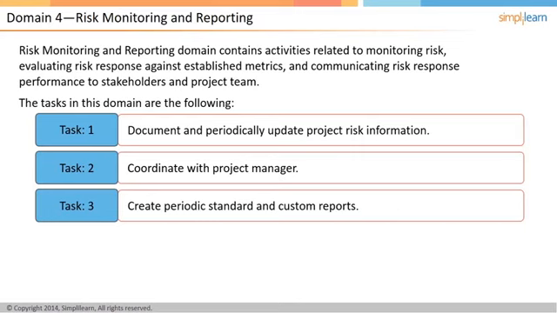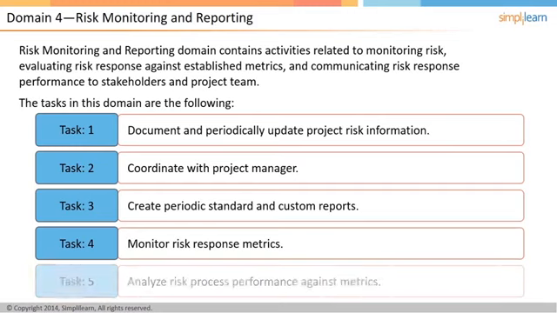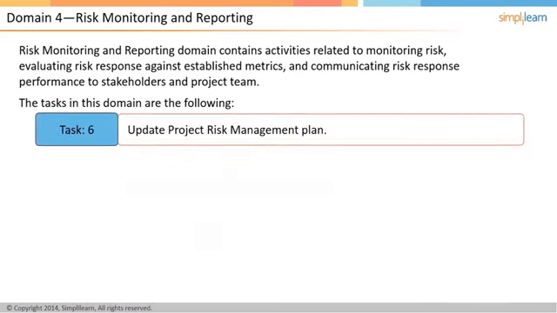Communication Management Plan. The fourth task is to monitor risk response metrics by analyzing them, so that it will be helpful in tackling residual and/or secondary risks, if any. The fifth task is to analyze risk process performance against metrics to drive risk process improvements. The sixth task is to update the project risk management plan using internal and external inputs to keep the plan updated.